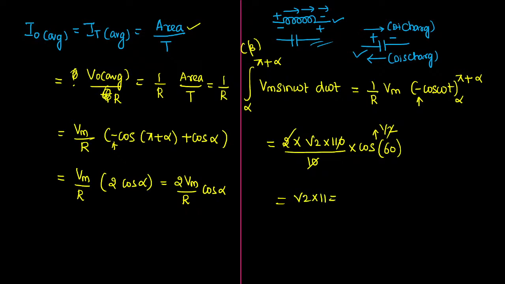I hope you all know the equivalent value of root 2. Root 2 is 1.414 into 11. Now it is very easy to multiply these two. Just do the multiplication and put your answer. So this is how we are solving the question.